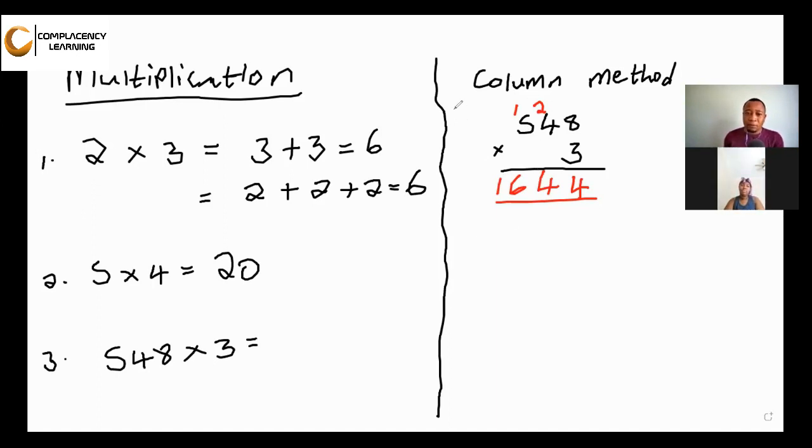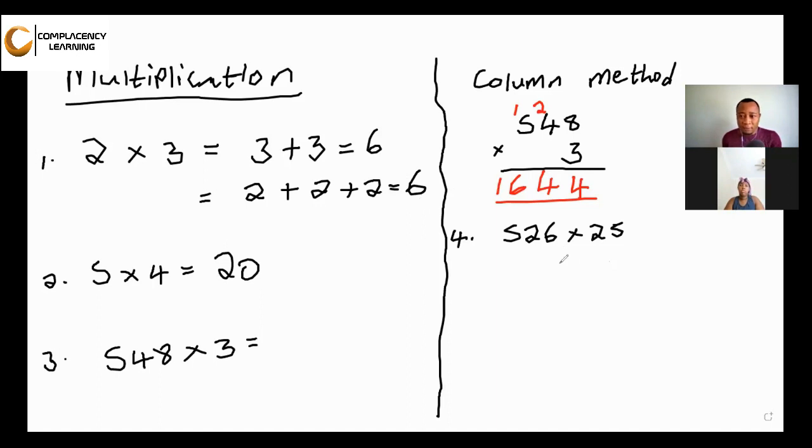Now when we multiply by two digit numbers, it becomes a different story. So this was number 3, so we go to number 4. If I say, for example, I need to know what 526 multiplied by 25 is, what are you going to do? You must remember that numbers are made of place values. By place values, I'm talking about the units, the tens, the hundreds, and the thousands.